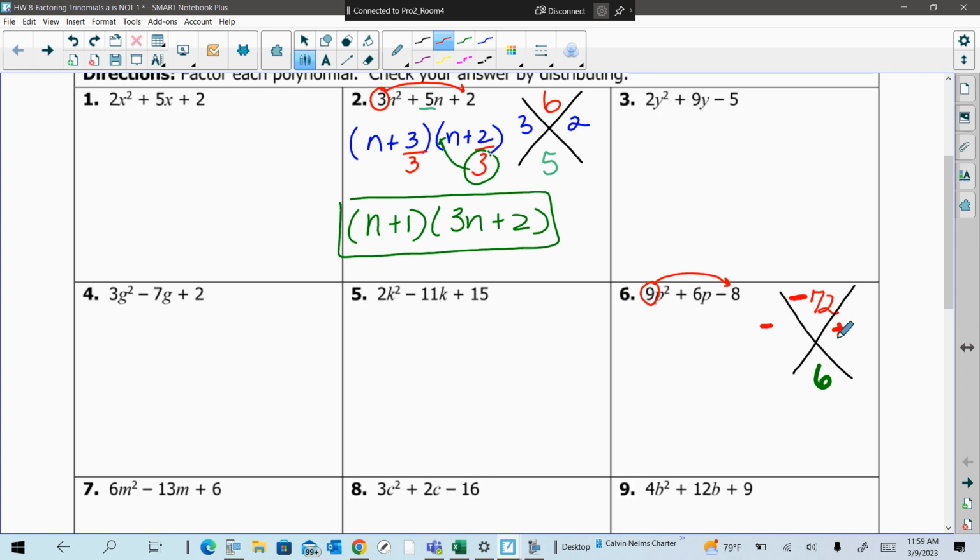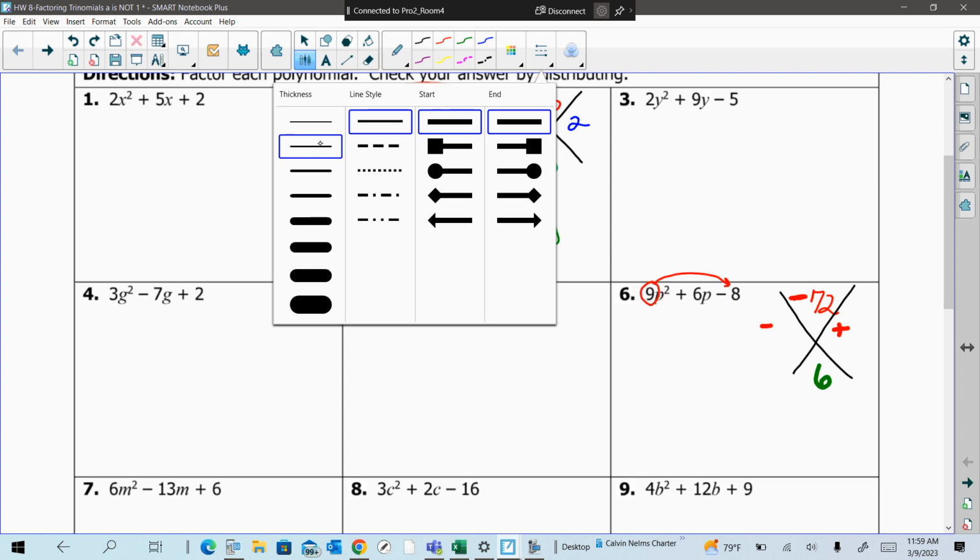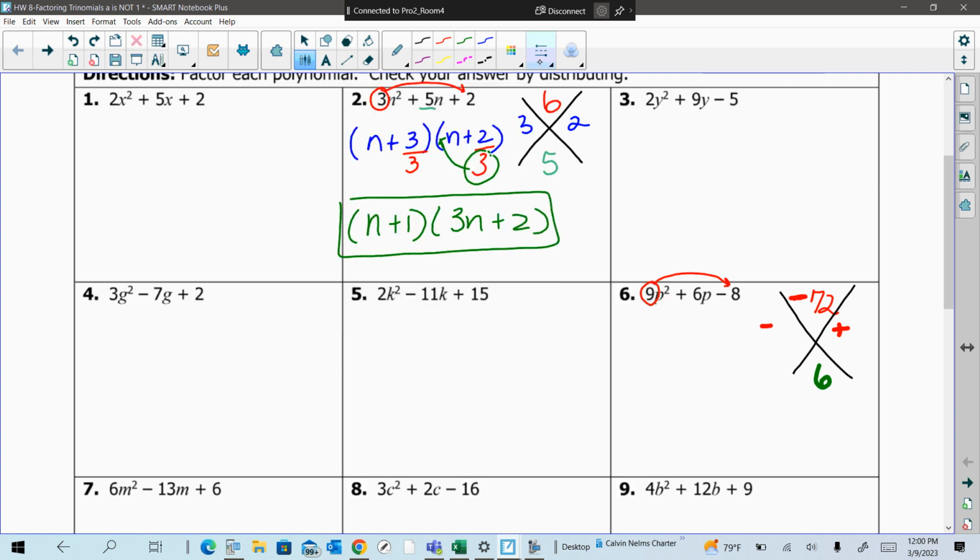Now, 72 is maybe not a common one because there's a lot of factors for 72. I know you're trying to think of the basic ones like 9 and 8, maybe 2 times 36. But actually, if you do 6 and 12, that gives you 72. Because my 6 is positive, the bigger number, which is 12, has to be positive, and the smaller number, 6, has to be negative. So 6 times 12 gives me 72, and negative 6 plus 12 gives me plus 6. So now I can do p minus 6 and p plus 12.